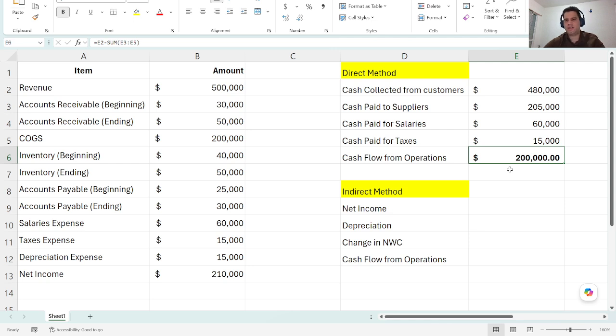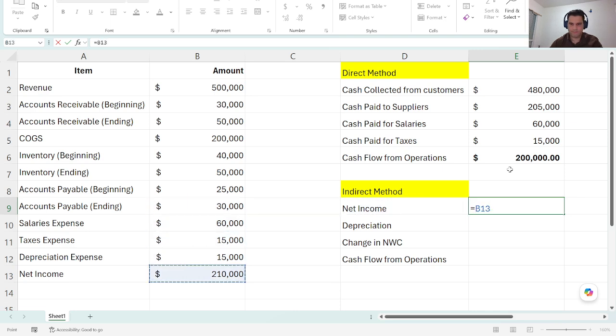As you can see, the current operating assets in this example are accounts receivable and inventory. Current operating liability is accounts payable. So we'll start with the net income, which is 210,000. We add back depreciation. So depreciation here is 15,000.